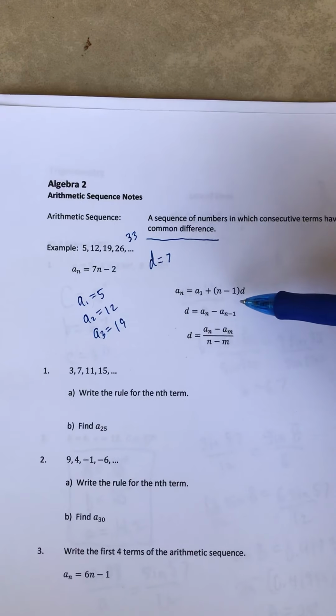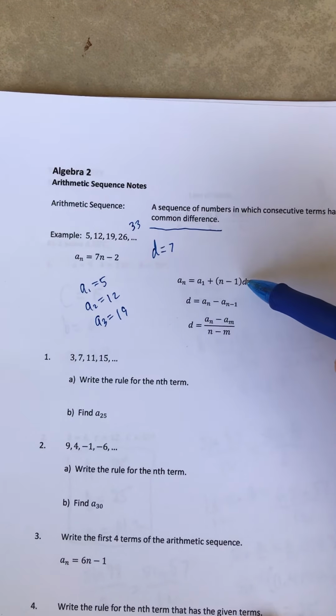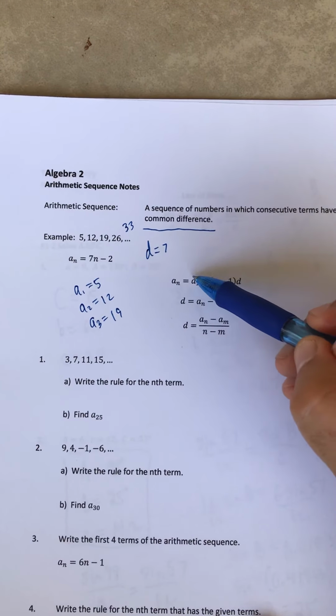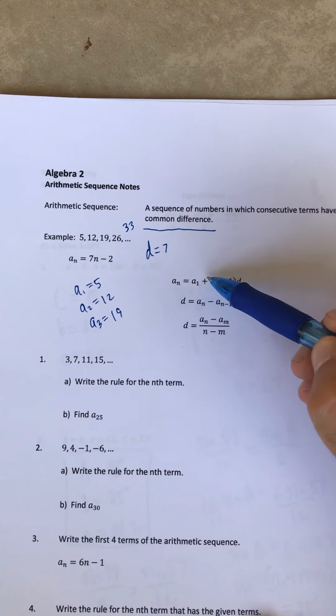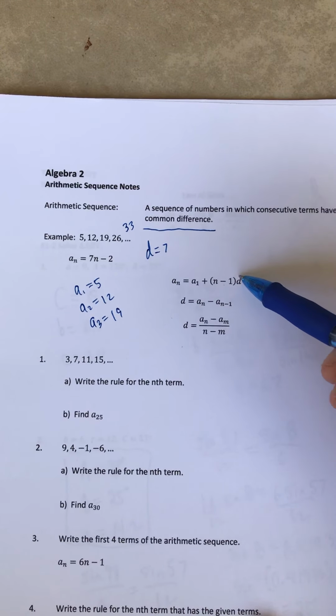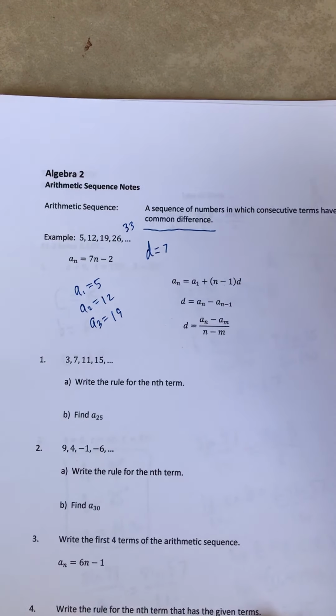And a couple of formulas here. This is how we find the rule. To find the rule, you take the first term and you add that to n minus 1 times the common difference. This formula is what we're going to use to write the rule.